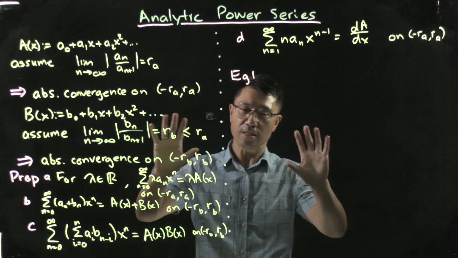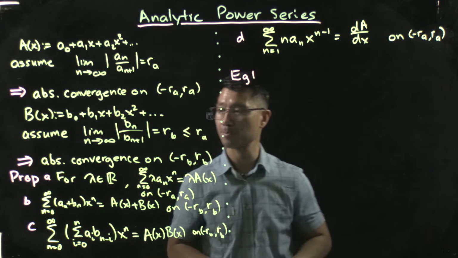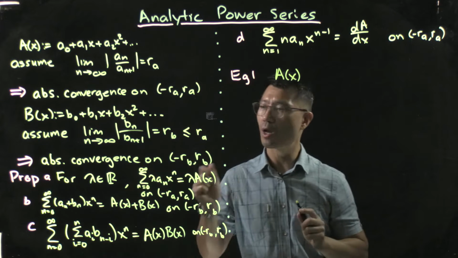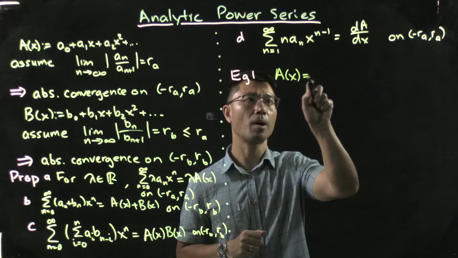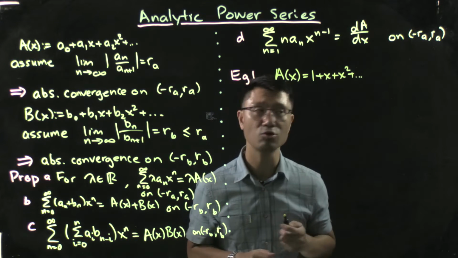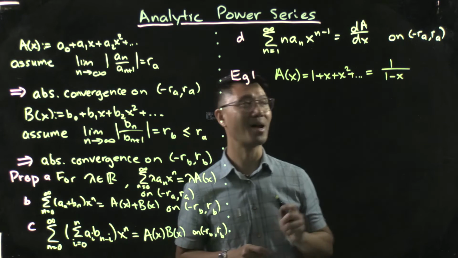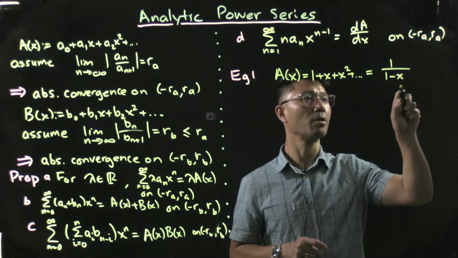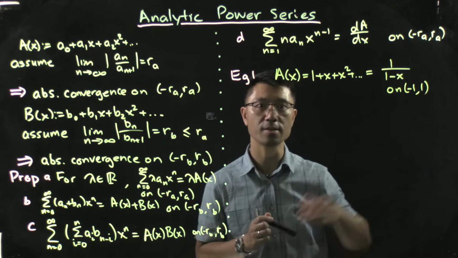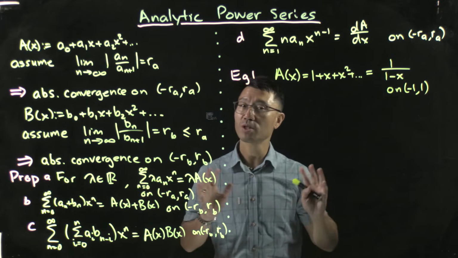So let's give a little example which shows how this proposition works. Okay, so let's look at one power series that we know very well. That's going to be given by 1 plus x plus x squared plus..., and this is just a geometric series. And we know how to sum that. That's 1 over 1 minus x. And that's on the open interval minus 1 to 1. So we'll always consider ourselves as being in this range here. Okay, so let's see what types of things that we can do.